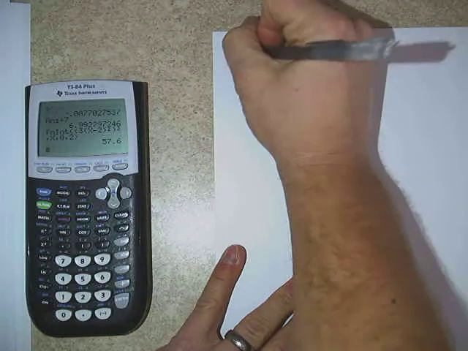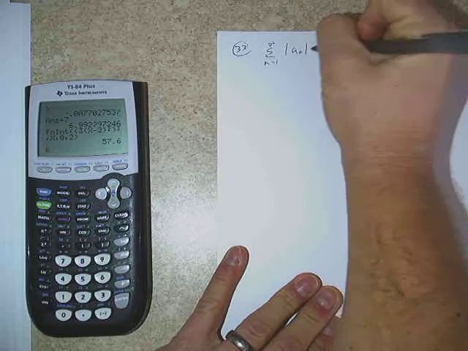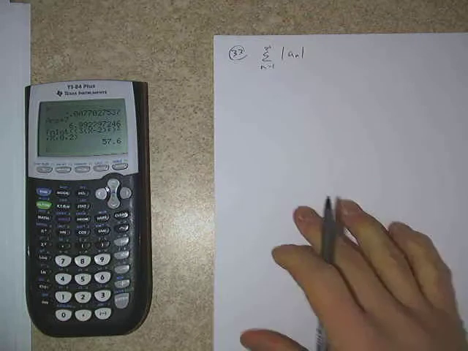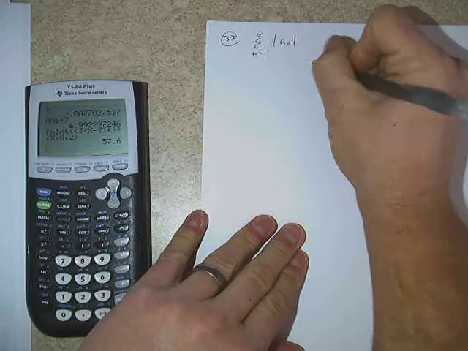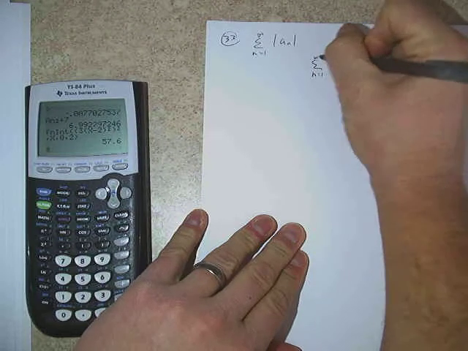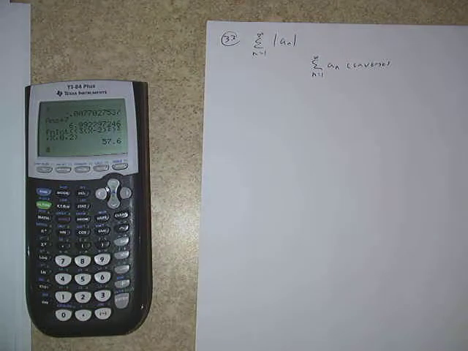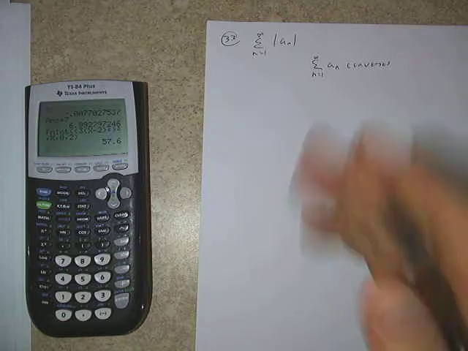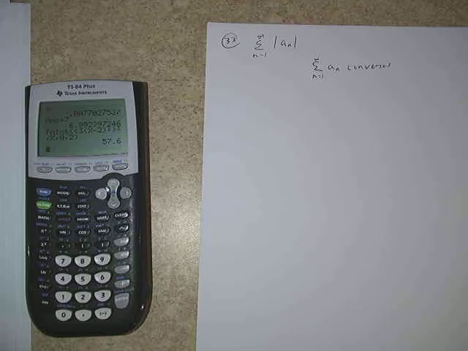Number 33, we have an infinite series, and it says if that infinite series converges, then which of the following is true? In the first one, it says that a of n converges. So ultimately we want to know, is it true that a of n converges if we know that the absolute value converges? Does the actual sequence converge?